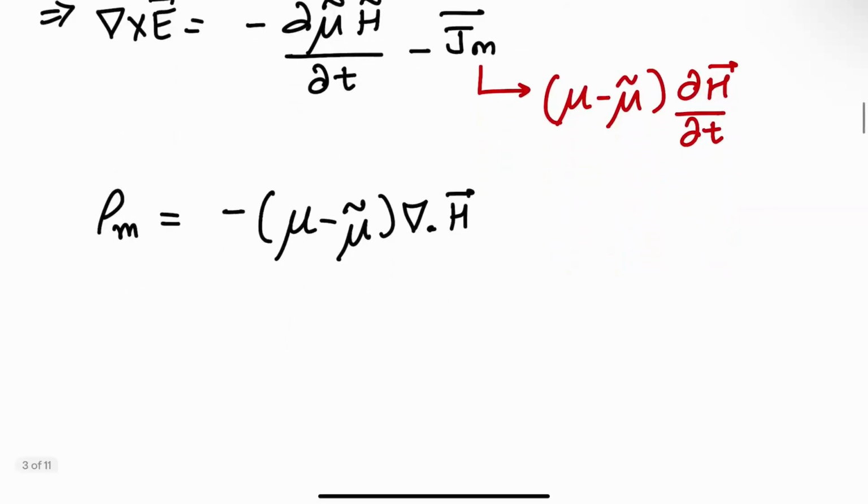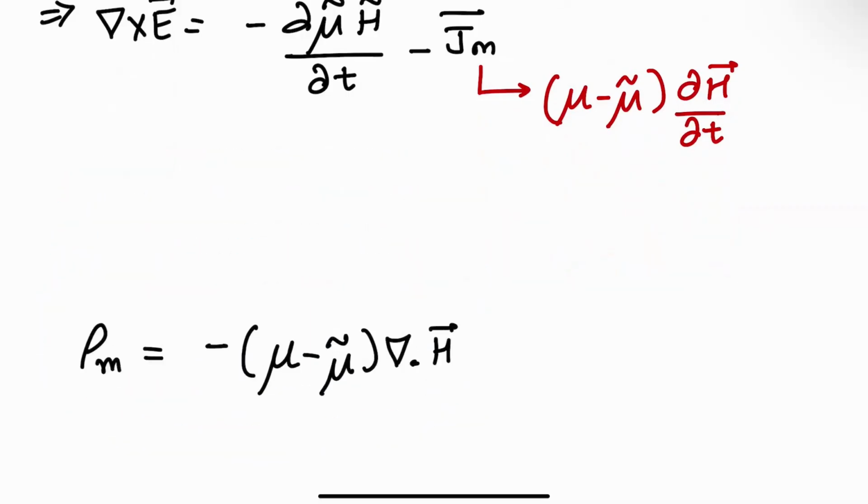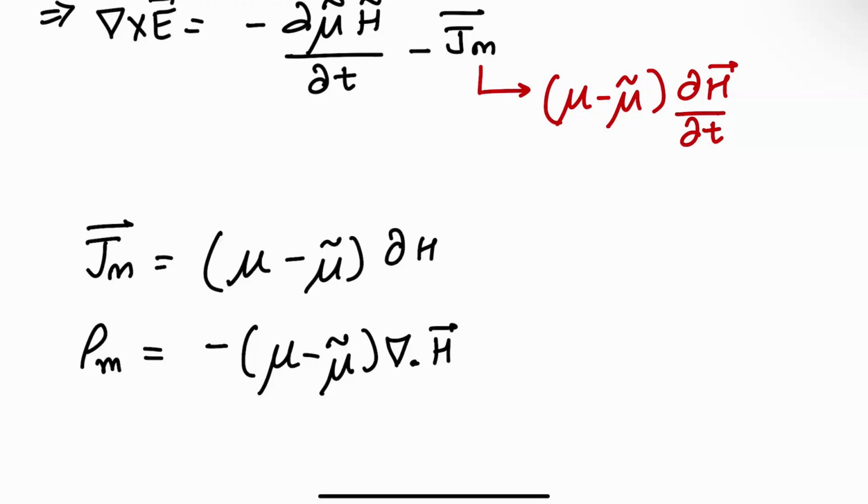In summary, I can write J_M as (mu minus mu tilde) times dH over dt. Instead of using mu naught, let's just write it as mu minus mu tilde times dH over dt. Okay.